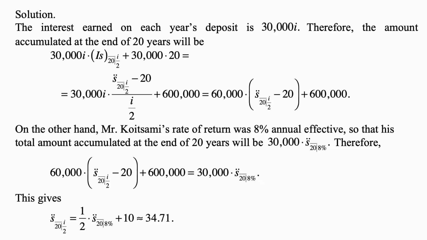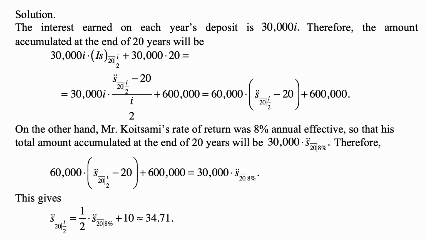So in that first account, 30,000 times 20 will be accumulated. And we just rewrite it because of the formula for the increasing annuity accumulated value. So this is going to be 30,000 I times S double dot angle 20 at I over 2 minus 20 divided by I over 2, which is the effective interest rate in the second account. That's where this comes from. Plus 30,000 times 20 is 600,000. And then we can write this as 60,000 times S double dot angle 20 at I over 2 minus 20, because I cancels, you can see that. And 2 times 30,000 is 60,000, plus 600,000.